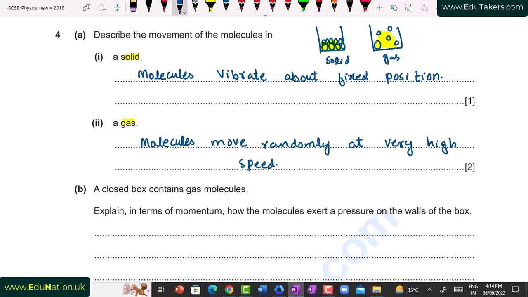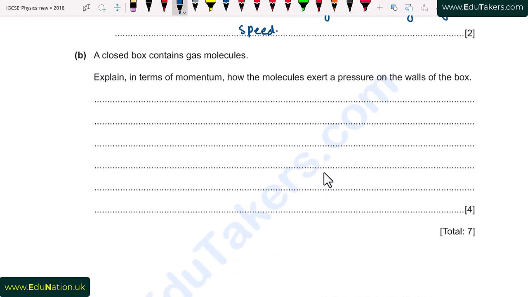Part B. A closed box contains gas molecules. Explain in terms of momentum how the molecules exert a pressure on the walls of the box.